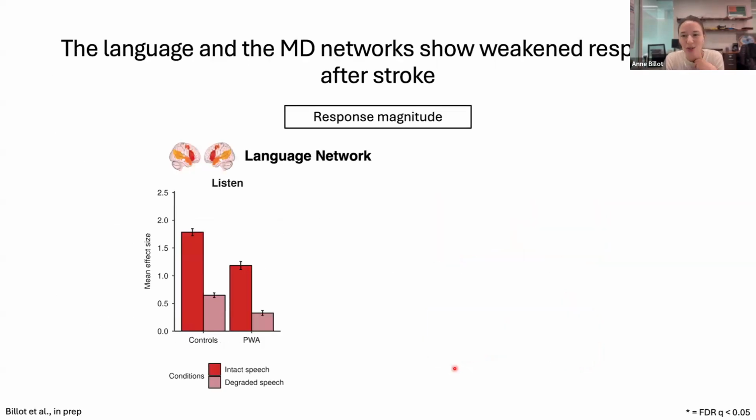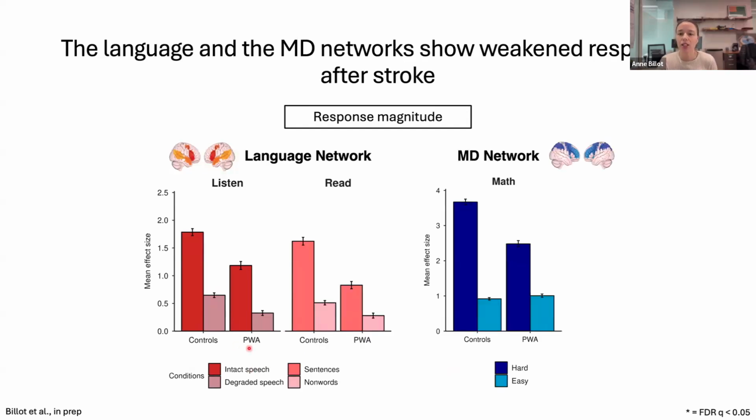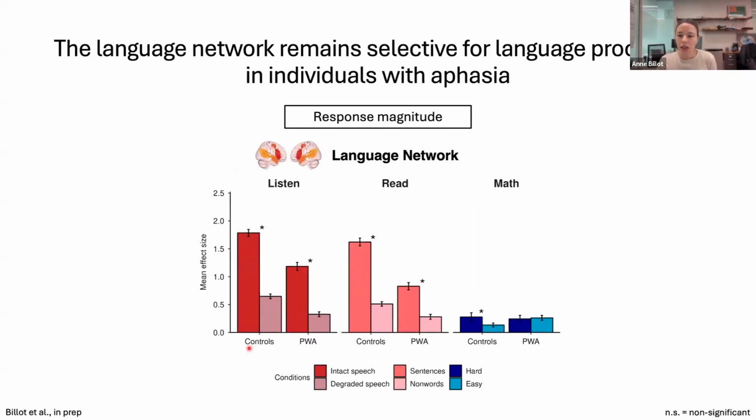In this set of slides, I'll show you age-matched controls first and responses in individuals with aphasia second, as you can see here. First, when looking at the response magnitude within each network, we found that both the language and the MD networks showed reduced response magnitude to their preferred domain, which is probably a sign of persistent disruptions from the stroke. Despite this weakened response across the board, the language network remains highly selective for language processing and does not respond to the control conditions or non-linguistic conditions as much as language conditions in people. And there's no difference between people with aphasia and controls. And this is true across all functional regions of interest.